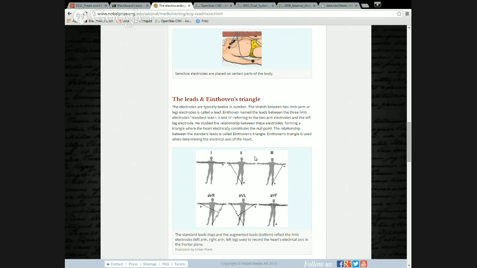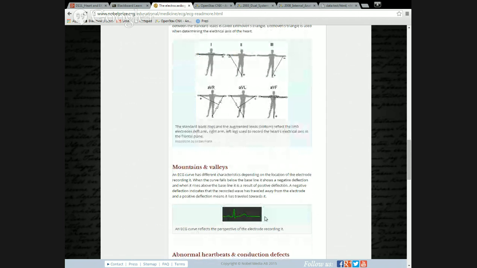And really all we ever are worried about is standard lead two. The line that we've drawn here from the right arm to the left leg is basically parallel to the axis of the heart. And so by comparing those two electrodes, we're basically getting a picture of what's happening from one end of the heart to the other end of the heart. And we're just looking across the atria versus ventricles. And so as we record that electrical activity, we would see a trace that looks kind of like this.